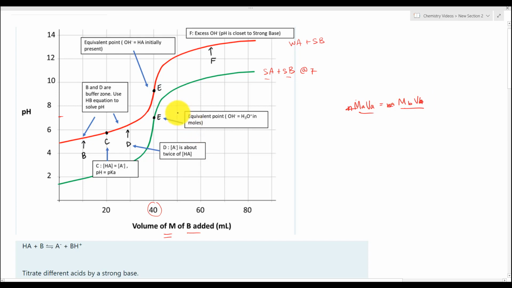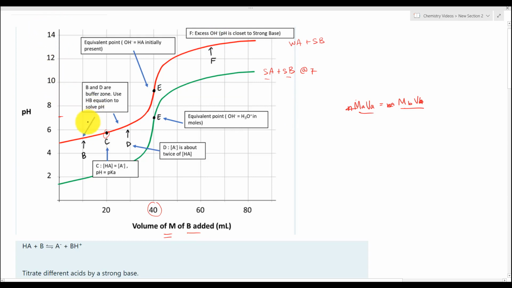Now in addition to that, we also need to memorize what happens at a specific point. At this point, halfway to the equivalence point, you have pH equal to pKa for a weak acid with a strong base. You have to memorize it. Of course, since we are titrating with a base, the excess OH will be determining the pH, which makes sense because right above 7 we know it's getting basic.